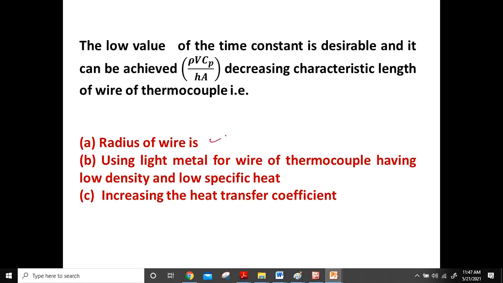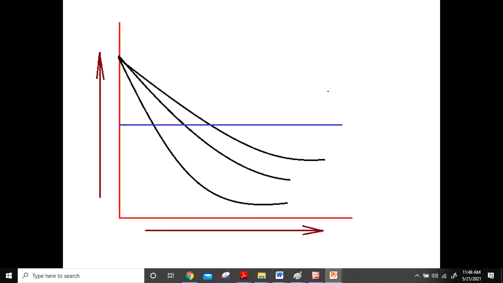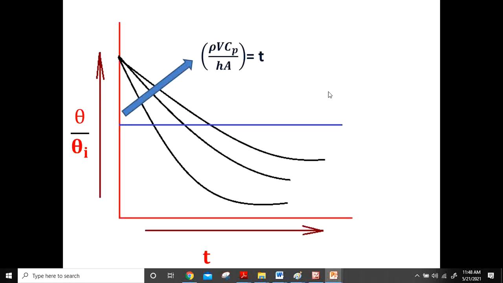The thermocouple sensitivity depends on these factors: the radius of the wire, using a light metal for the thermocouple wire, using low density and low specific heat, and increasing the heat transfer coefficient. When the heat transfer coefficient increases, the time constant value will reduce. This is the graph of temperature versus time, and this is the time constant value. You have to reduce the time constant, then the sensitivity of the thermocouple will increase.